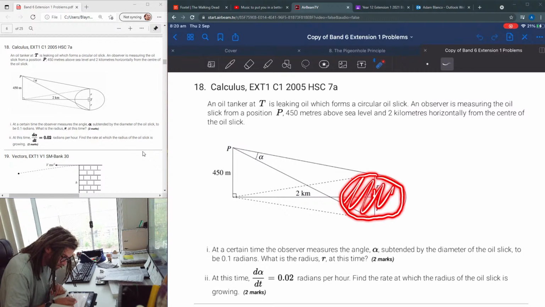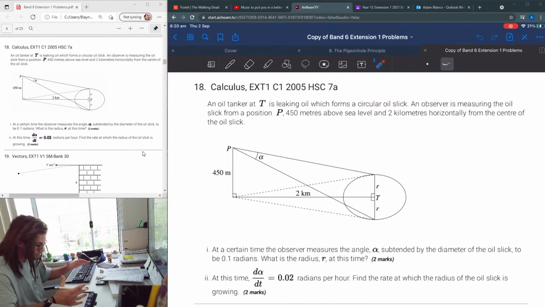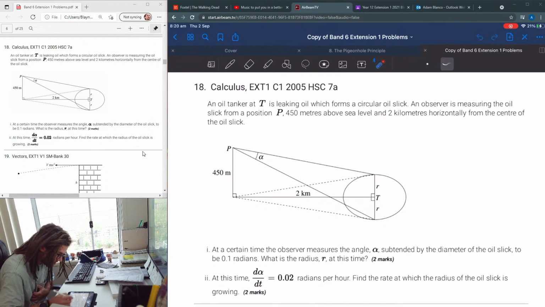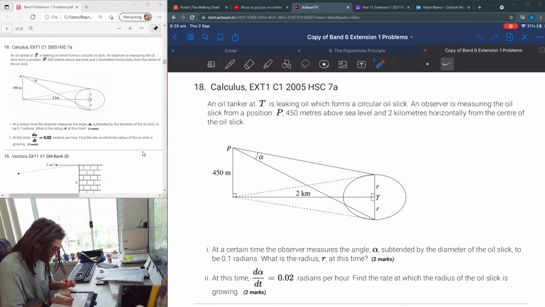So this is all oil. It's increasing. One of the previous questions has a rate at which it's increasing, so it's expanding the oil within the water. There's a person standing here above sea level, like on a cliff. This person's looking at this oil spill, and the rate of change of the angle at which they view it increases. In other words, this circle is just getting bigger. Instead of describing the rate of change of r, which is what it wants us to find at the end, it's actually given us the angle.